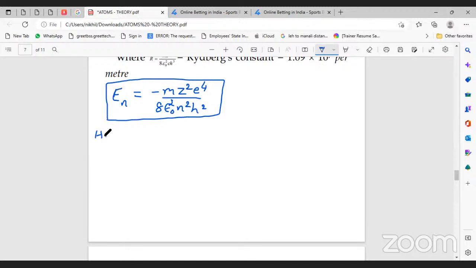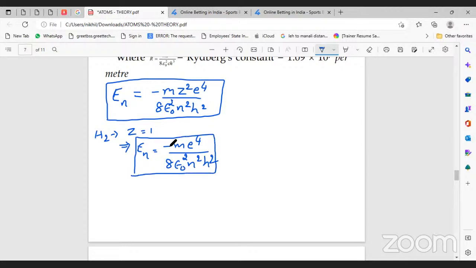So for hydrogen, you can take the Z value as 1. This clearly tells the energy in the nth orbit is minus m e power 4 divided by 8 epsilon naught squared n squared h squared. What does this negative sign indicate? The negative sign indicates that the electron is bound to the nucleus. In order to remove the electron from the atom, you require some energy to remove the electron from the nth orbit.